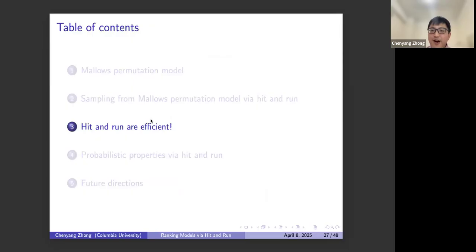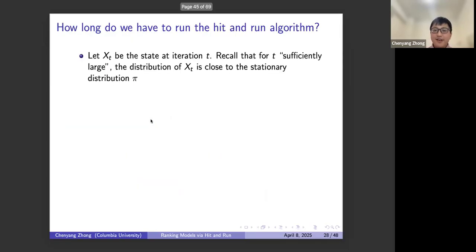Okay, so those are the hit and run algorithms, and we see that it can be efficiently implemented. However, in order to ensure that the hit and run algorithm is indeed efficient, we need to check how long we have to run those hit and run algorithms. In particular, how would the running time depend on the size of the permutation, so that the drawn sample is actually close to our target distribution.